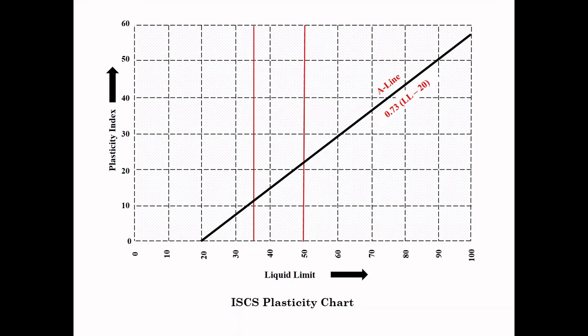This straight line was proposed by the Swedish agriculture engineer Atterberg, and the equation of the line is also proposed by him. This line distinguishes the soil either as clay or as silt. The soil lying above the A line will be termed as clay, and the soil lying below the A line will be termed as silt or organic soil of low, medium, or high compressibility. There are some other features of the plasticity chart as well. So we'll see how one can use the plasticity chart for soil classification and identification.